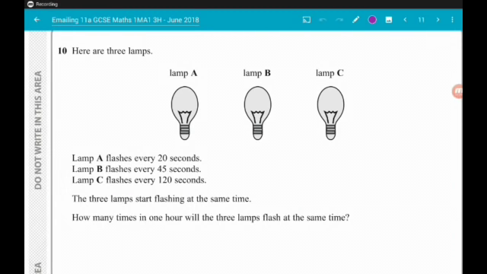Okay, question 10. So we got 3 lamps, lamp A, B and C. Lamp A flashes every 20 seconds, lamp B flashes every 45 seconds, and lamp C flashes every 120 seconds. The lamps start flashing at the same time. We are asked how many times will the 3 lamps flash at the same time in 1 hour. Okay, so this is really a lowest common multiple question, I guess.